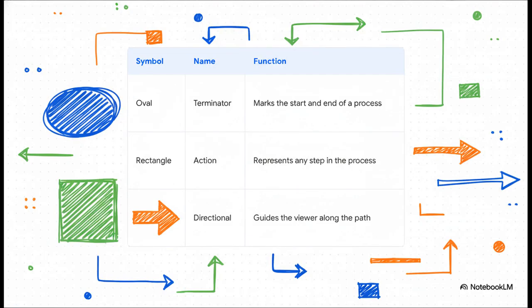So these symbols are pretty much universal. You've got the oval. That's your start and end point. Think of it as the bookends of your process. Then you have the rectangle. This is your workhorse. It represents any action or task that's being done. And finally, the arrow. It just shows the direction of the flow, guiding you from one step to the next. That's it. With just these 3 shapes, you can map out almost any basic process.